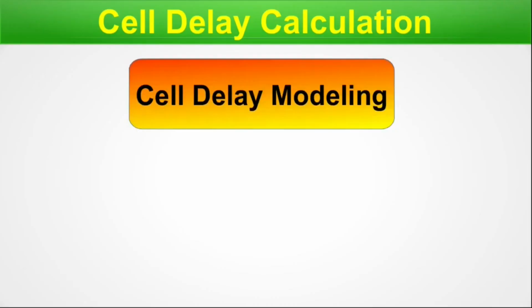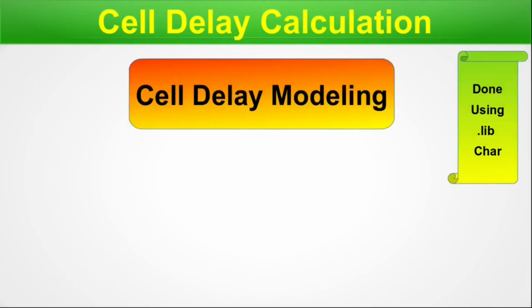Let's move on. Cell delay calculation. SPF is for the net, and for the cells in the design, we have the .lib that will contain the delays. Now the delay modeling inside the .lib file is done using three different ways. Here goes our cell delay modeling, which is done through the .lib characterization, and there are three different delay models.